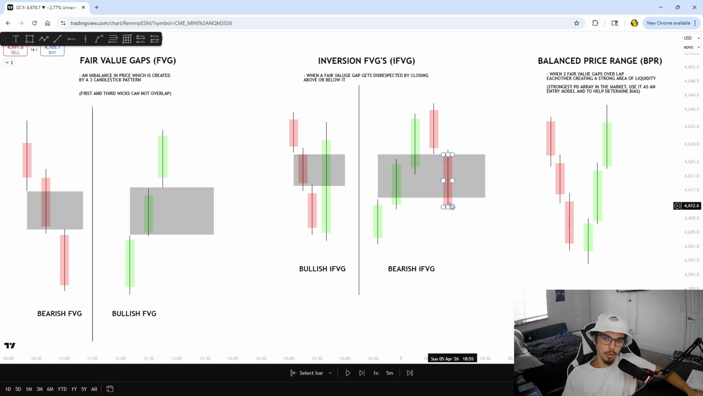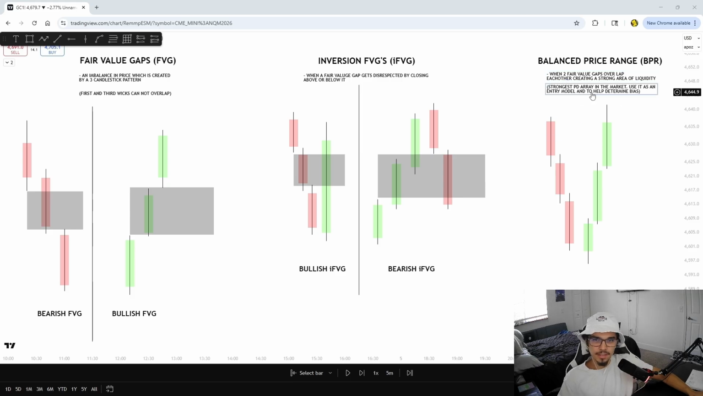See how this candle closure is below the gap? If the wick looks something like this, okay, this is not an inversion yet, just the wick has gone by it. We need an entire candle closure beneath it in order for it to be a valid inversion. And for BPR, or balanced price range, it's just when 2 fair value gaps overlap each other, creating a strong area of liquidity.